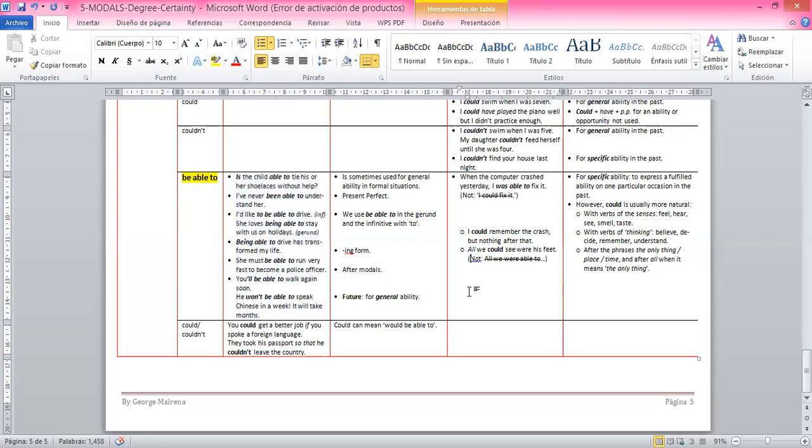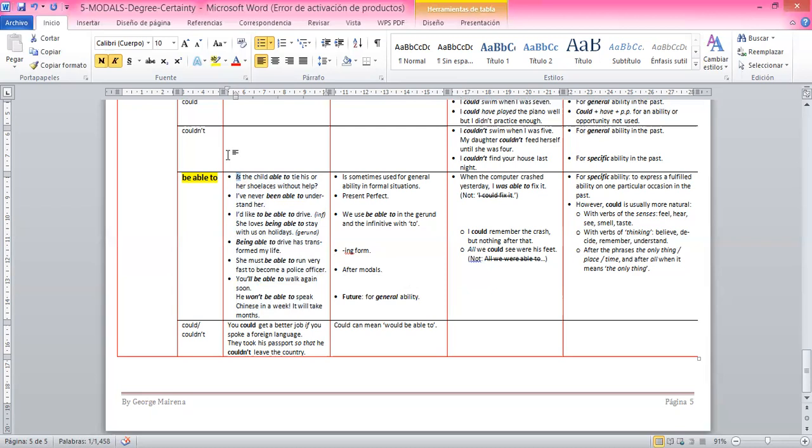Good. As you can appreciate there, as I told you at the beginning, we have different types of sentences. And as you can see, we have be able to conjugated in different grammar tenses. For example, let's see the first one. Is the child able to tie his or her shoelaces without help? That is present simple. Why? Because we are using one of the forms of the verb be, and you know that be in the present is am, is, and are.